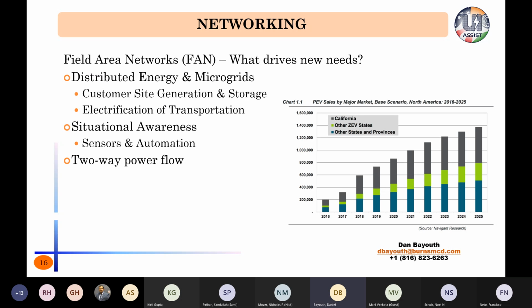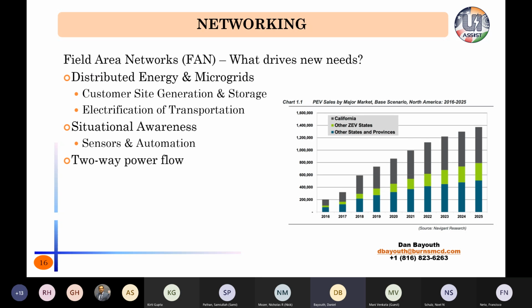Situational awareness, we have more sensors. The utility needs to be more aware of what is going on in the distribution system than they ever have, because there's effectively a two-way power flow. I start putting solar panels on my house, I can feed some of that back into the grid. That's entirely new. This was never a two-way street. When the grid was designed, it was not a two-way street.